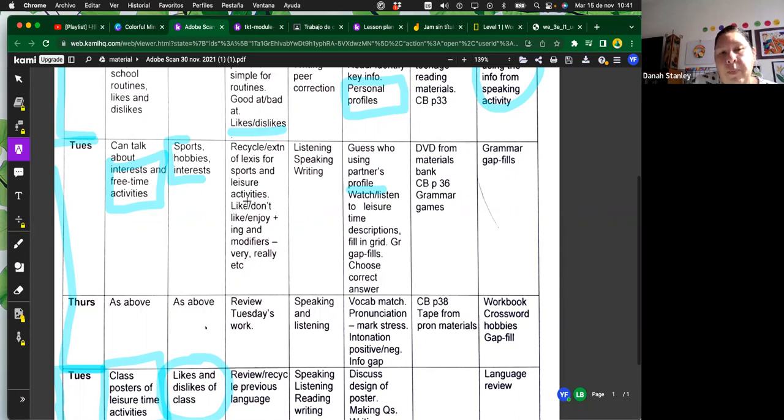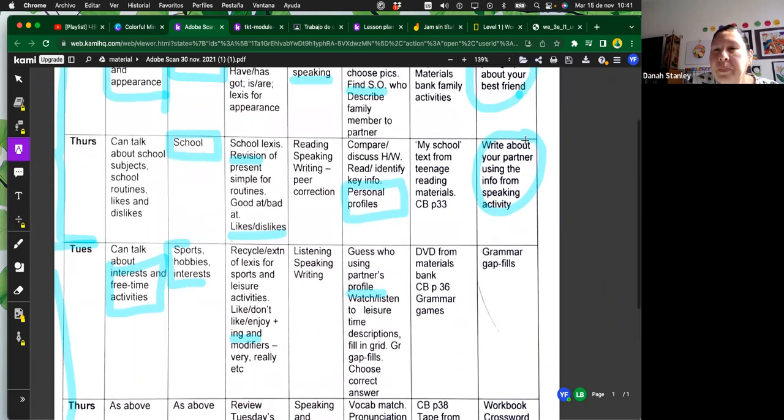So they already have previous knowledge. Like, don't like, enjoy plus ing and modifiers very and really. I like dancing music very much. I don't really like the, no sé, physical education class. In here, the activities or the skills are listening, speaking, and writing. They are going to guess who by using partner's profile, the one that they have been doing previously.